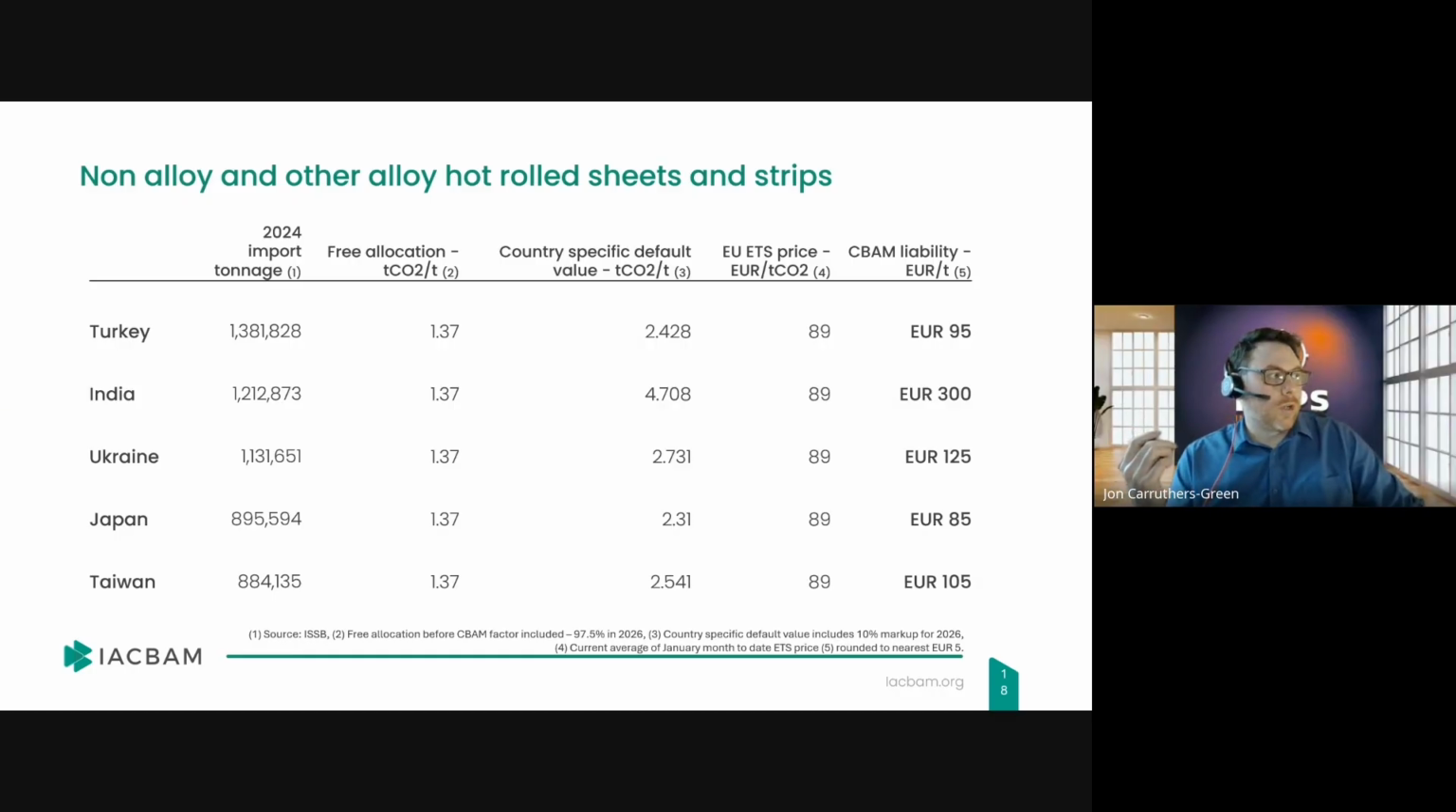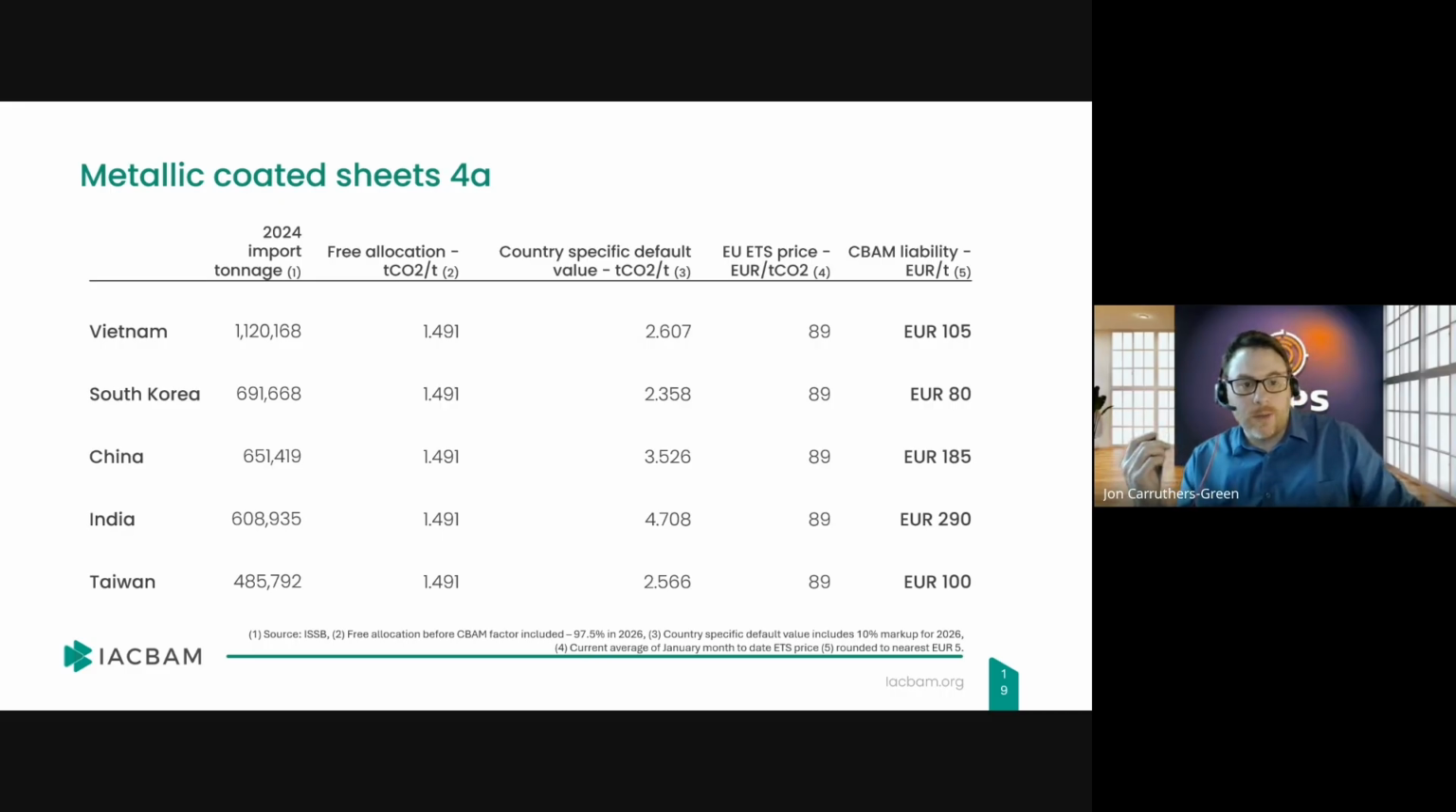The next one I'd like to show you is metallic coated sheets. This is the next largest product category for imports into the EU, and a lot of this material goes into the automotive industry. It's also known as hot dip galvanized coil. Once again, we're seeing a wide variation for potential CBAM liabilities, from as little here as 80 euros right up to, once again, India receiving a rather high potential liability of 290 euros.